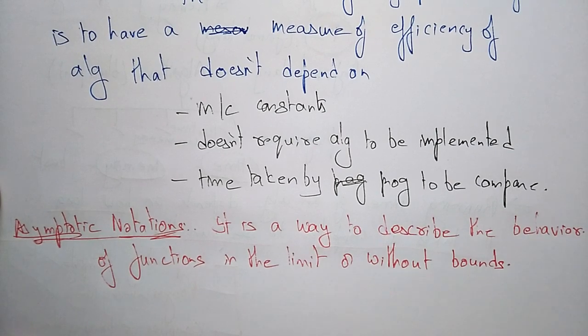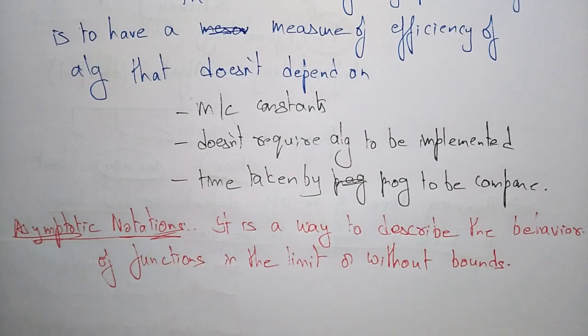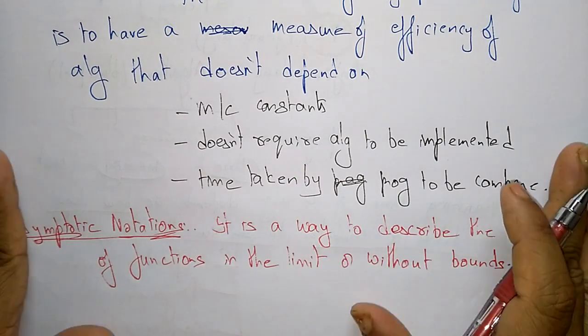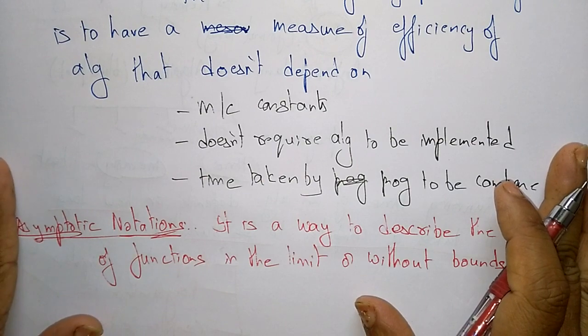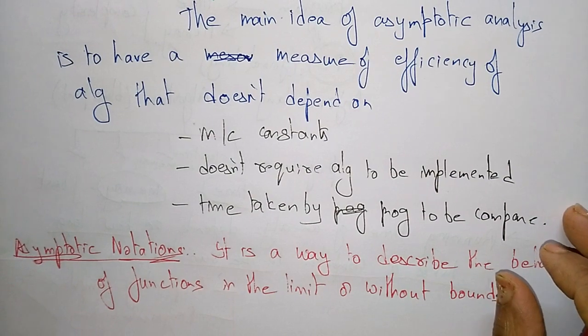Here we consider the running time of an algorithm as a function of input size, for large n. It depends upon the input size that we give. If the input size increases, the running time also increases. So this is about asymptotic notations. In the next video, I will explain the different asymptotic notations and the growth of the asymptotic notations. Thank you.